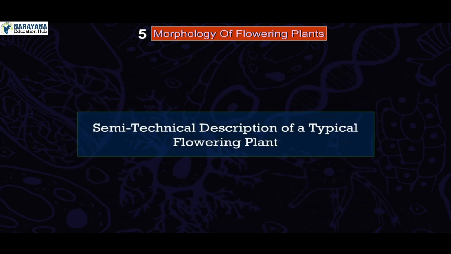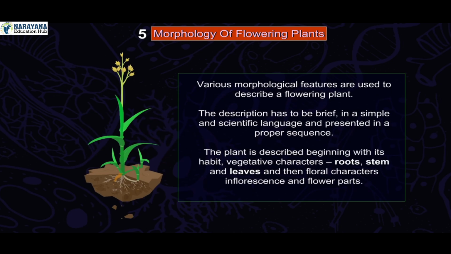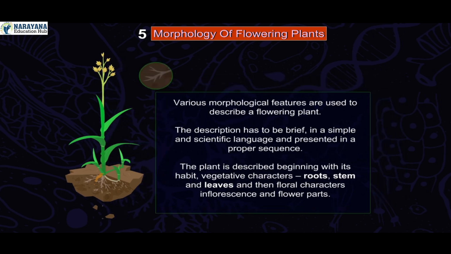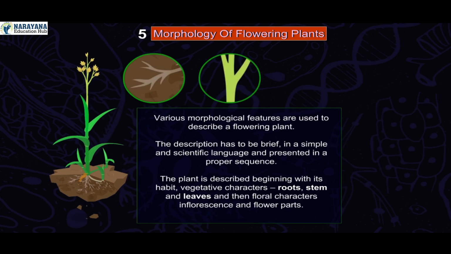Semi-technical description of a typical flowering plant. Various morphological features are used to describe a flowering plant. The description has to be brief, in simple and scientific language, and presented in a proper sequence. The plant is described beginning with its habit, vegetative characters, roots, stem, and leaves, and then floral characters, inflorescence, and flower parts.